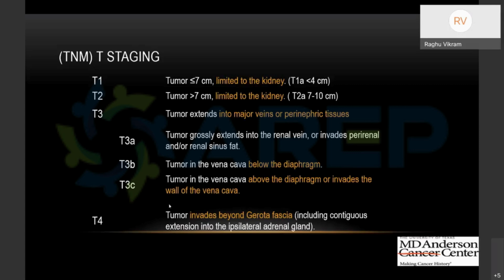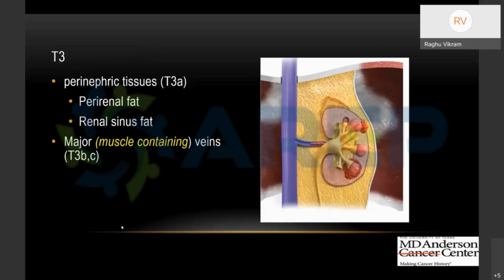All right. T4 is once the tumor goes into the adjoining structures, either the muscle, sometimes you can see it going to the psoas, or it goes beyond Gerota's fascia, or infiltrates into the ipsilateral adrenal gland, or sometimes into the liver. So this is the TNM staging, and of course, the more aggressive tumors are going to be T2 plus, right?